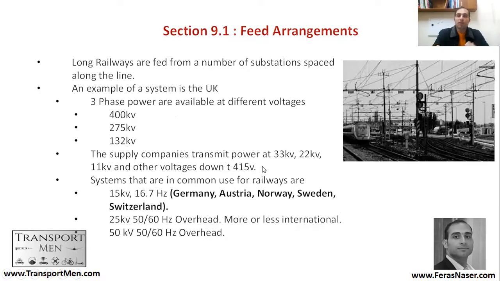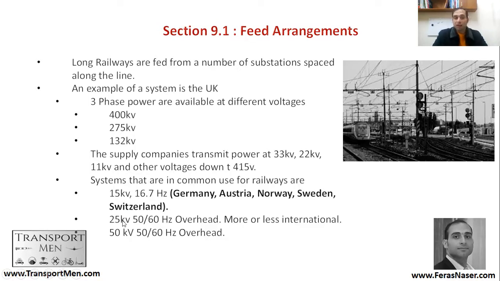So the railway company has to organize with the electricity company to make sure that they have the voltage that they need, and then they transform that voltage to what they utilize in their railway lines, and this happens in the substation. So for example, the substation will transform, for example, 33 kV if you are in Germany, and this is the company that you choose, to 15 kV at 16.7 hertz. This is in Germany, Austria, Norway, Sweden, and Switzerland. That's an example of the AC system that is being used.